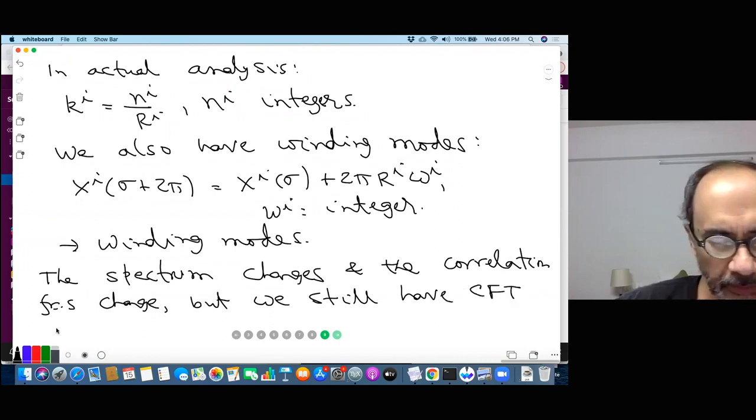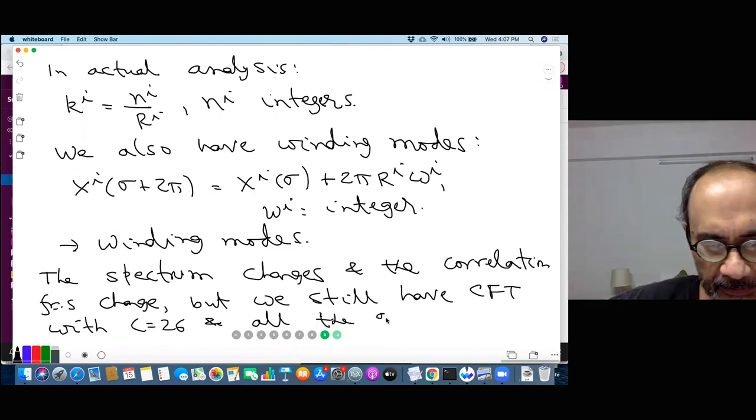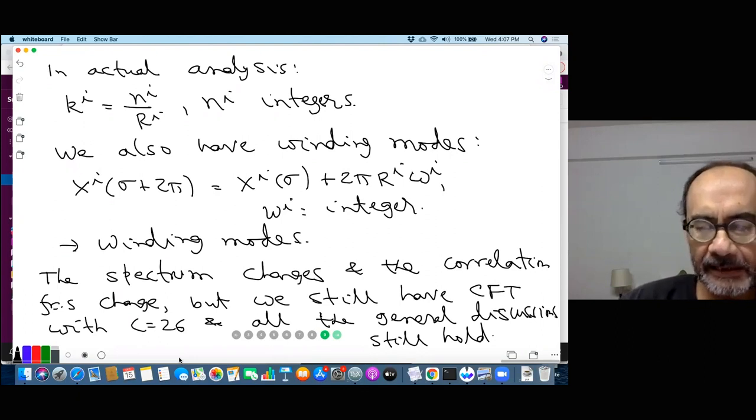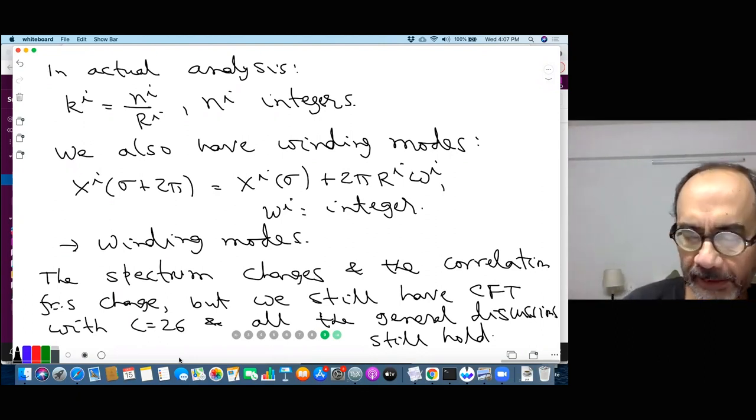CFT with C equal to 26, and all the general discussion still holds. In fact, this theory has some nice properties also, which is a symmetry under the exchange of momentum and winding, and you take the radius to 1 over R. So there is a symmetry.